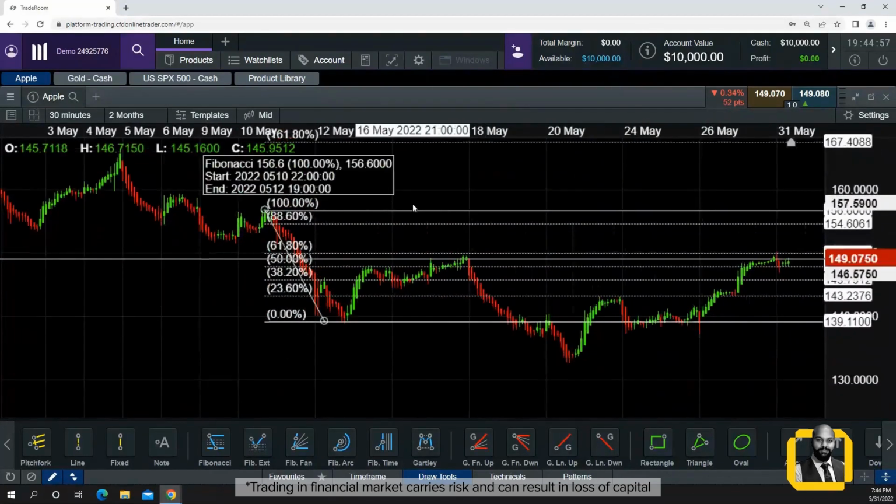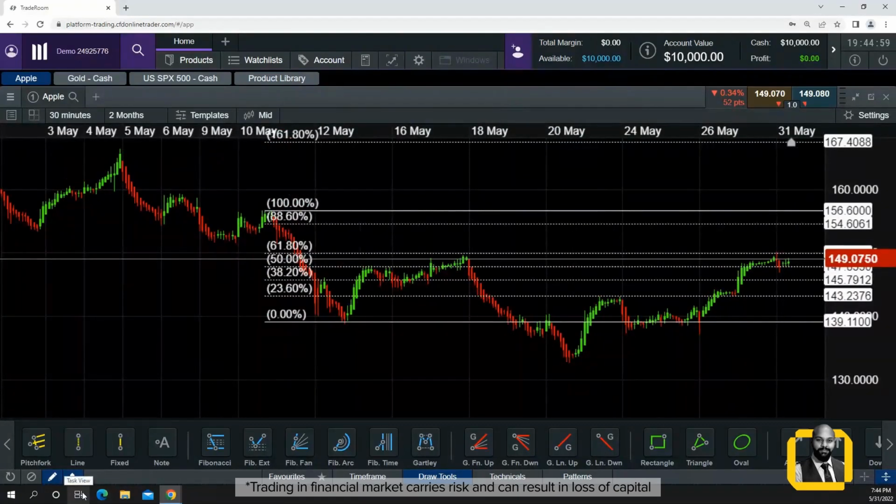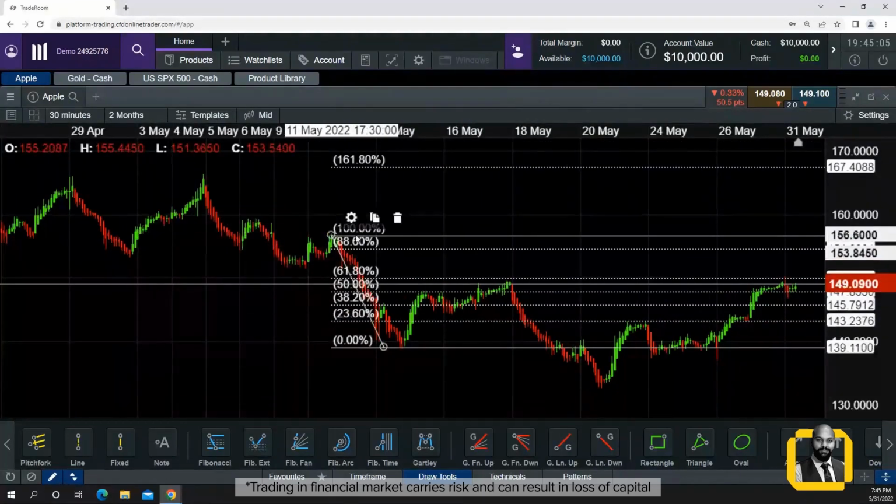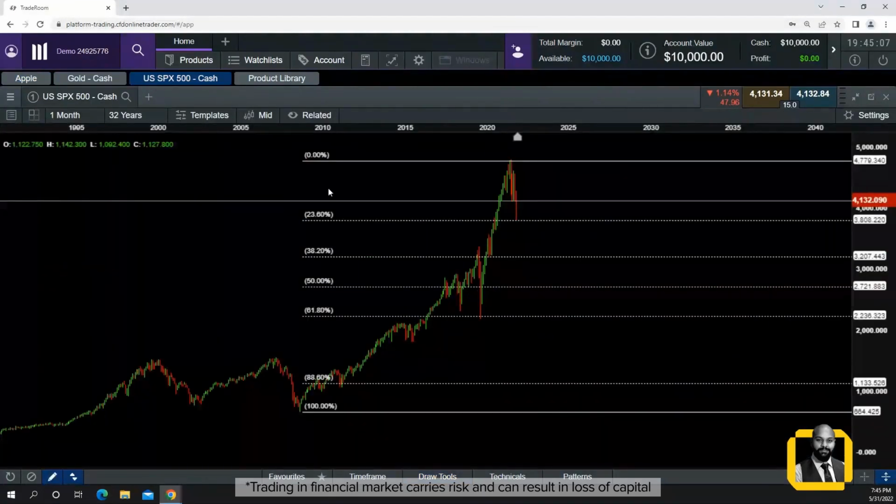So people who trade in the market, they trade in both directions. They buy the market, and at the same time they also sell the market. So that is known as shorting the market. I'll show you a couple more examples.